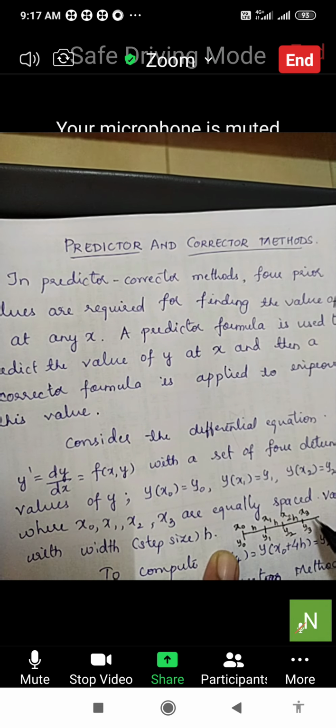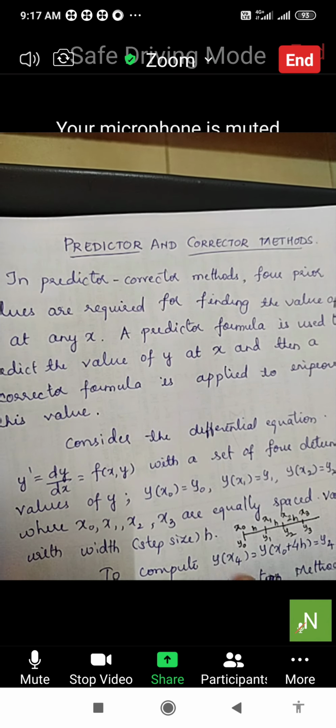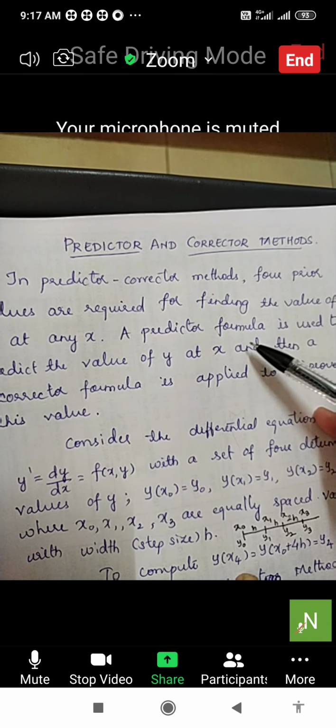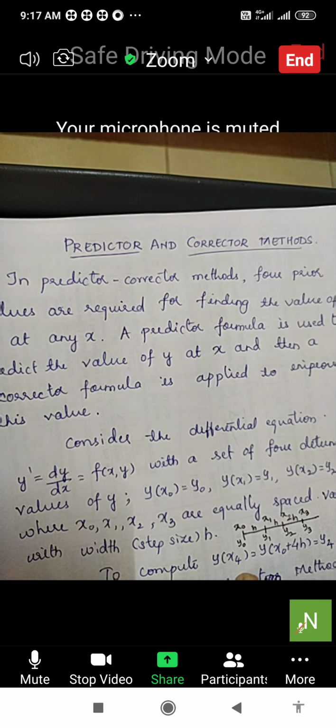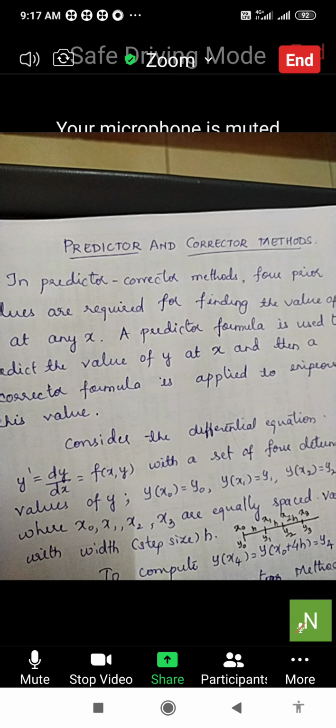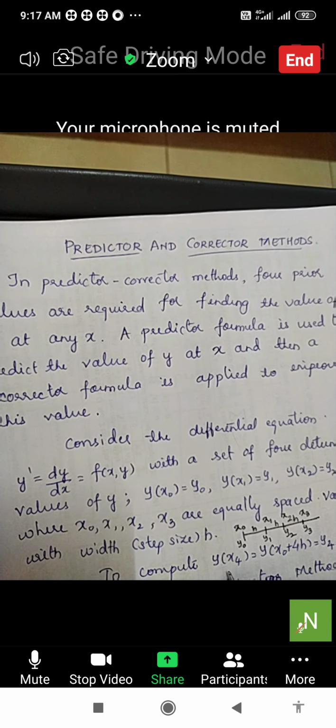Four sets of conditions where x0, x1, x2, x3 are all equally spaced. Then only can we apply the predictor corrector method and get the value. What we are finding here is the value of y at x4. So what will x4 be here? x4 is again obtained by adding h to this. Same, so this is x4.